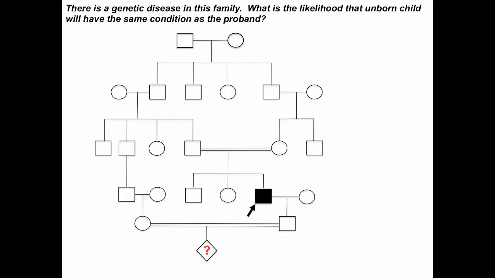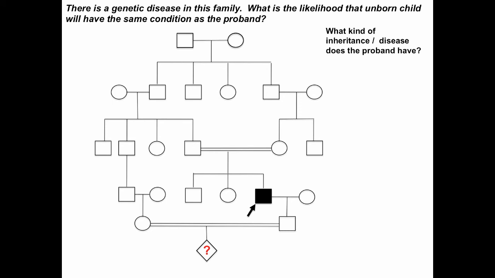In a genetic disease in a family, what's the likelihood that the unborn child, shown with the red question mark, has the same condition as the proband? The proband is this individual marked with the arrow. This is the answer, 1/32, and this is finally working out the pedigree. What I'm going to do is work back and tell you how I would have come to that conclusion.